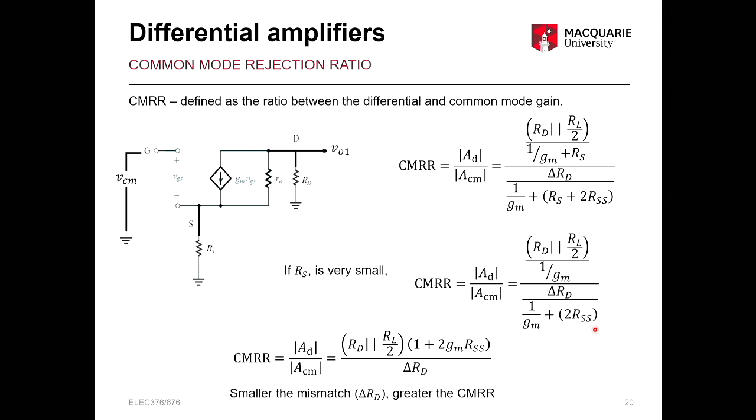So the smaller the mismatch, the greater the CMRR, which is a good thing. We want high CMRR, high common mode rejection ratio.